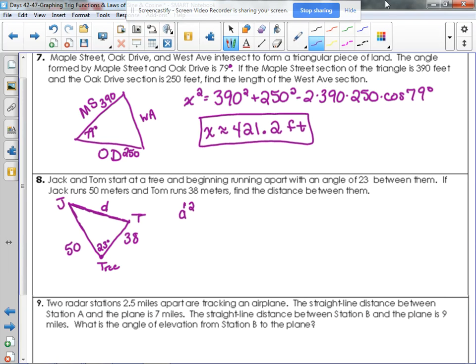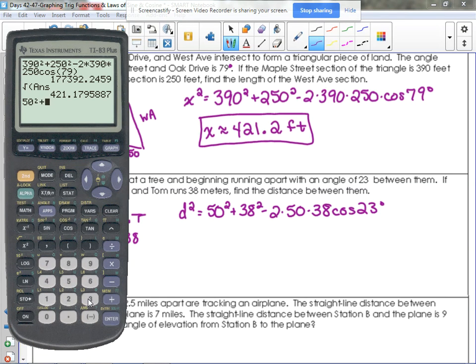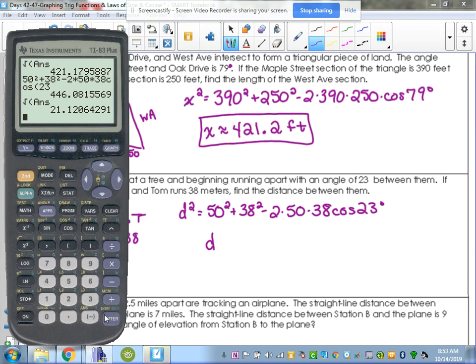So same deal as the last one. We have 2 legs and the included angle. Square root that value. So the distance is approximately 21.1 meters apart.